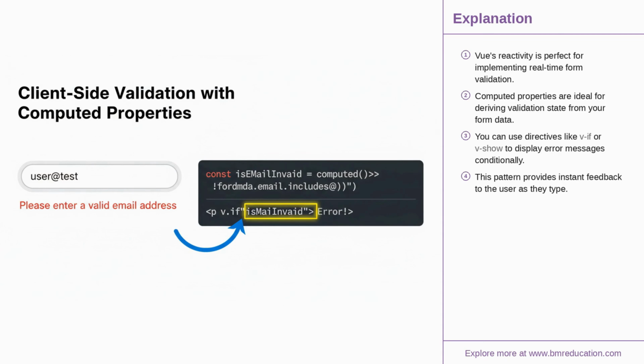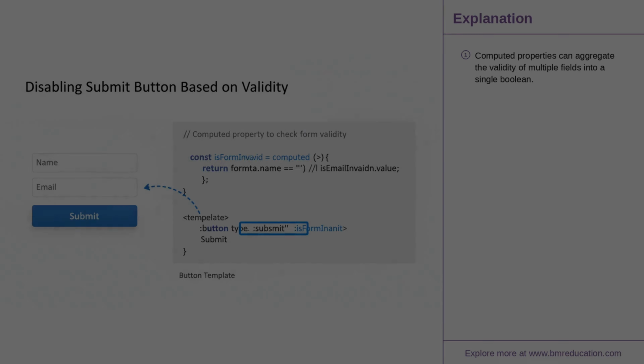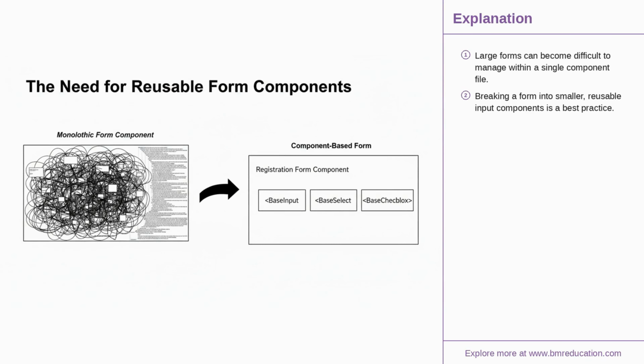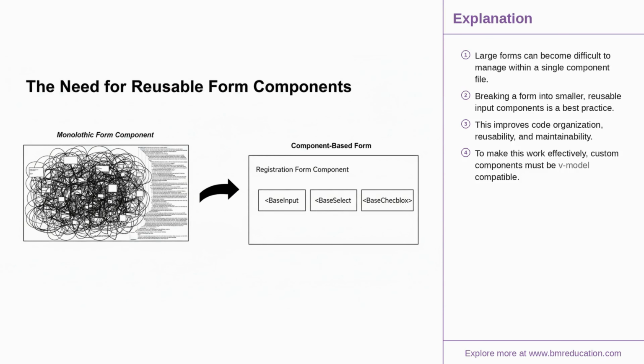A common pattern is to use computed properties to check the validity of form data in real time and display helpful error messages. We can take this a step further by using our validation logic to control the form's state. For example, we can create a computed property that checks the validity of all fields and returns true or false. This master validity state can then be used to disable the submit button, preventing users from submitting an incomplete or invalid form.